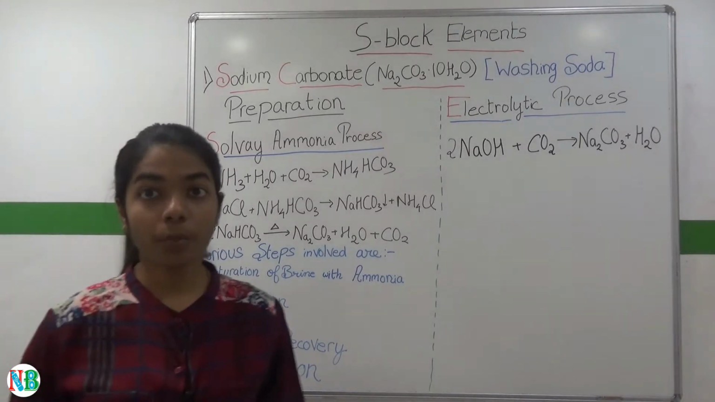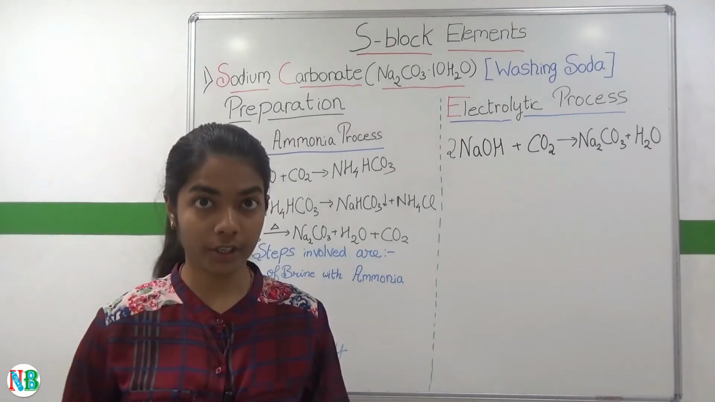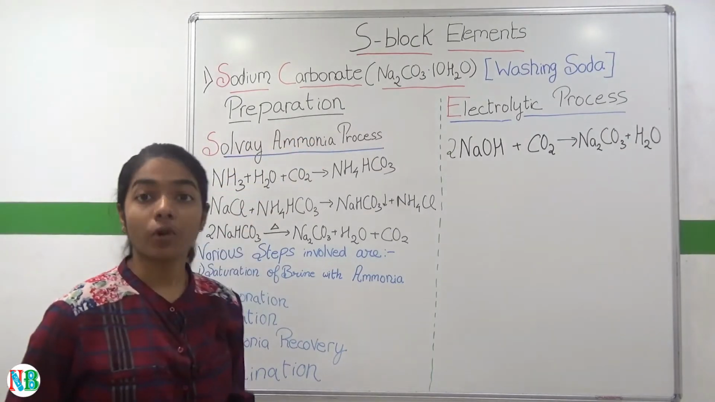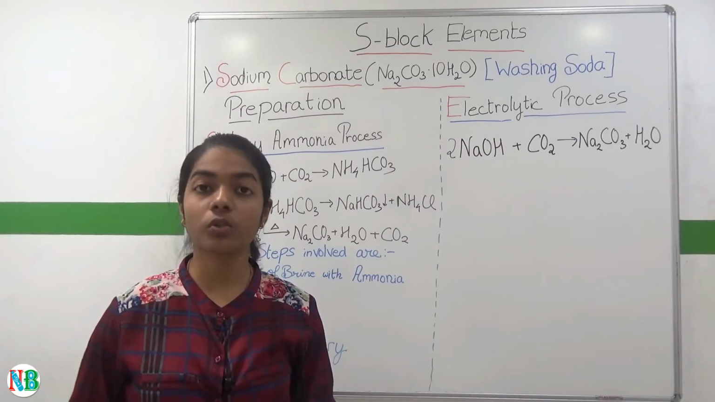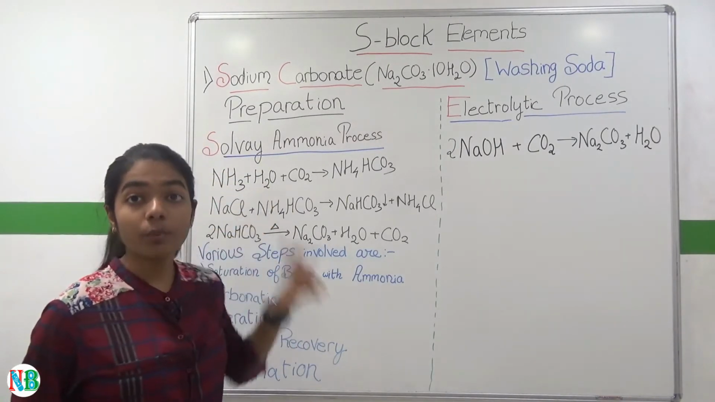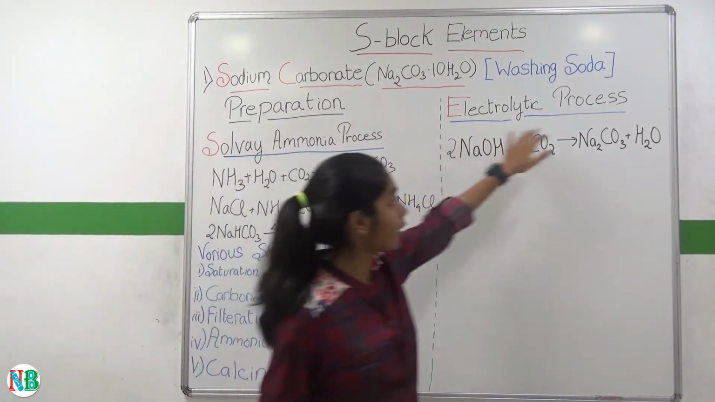We will start with the new topic of S block element, that is preparation and properties of some important compounds. Our first compound is sodium carbonate. Its molecular formula is Na2CO3.10H2O. It is also known as washing soda. It can be prepared with two major processes, Solvay ammonia process and electrolytic process.